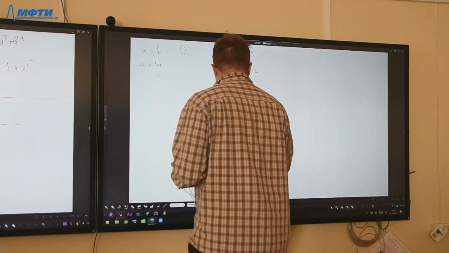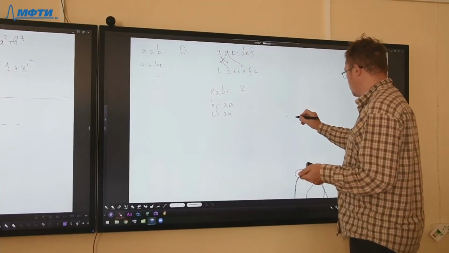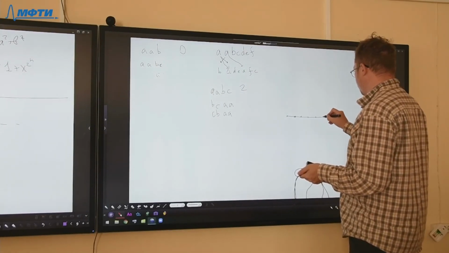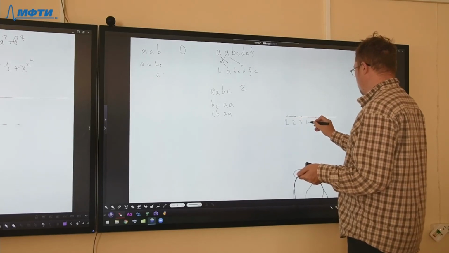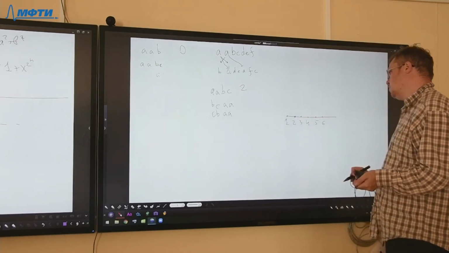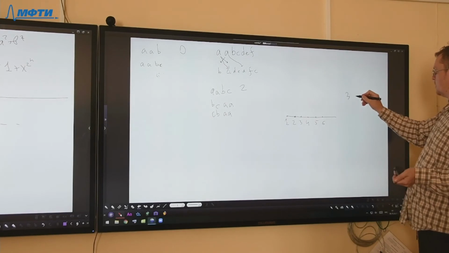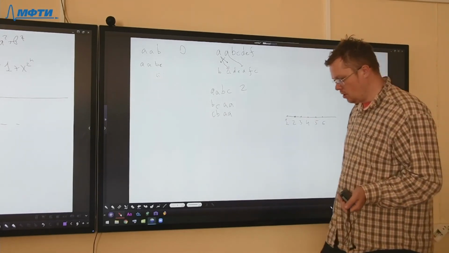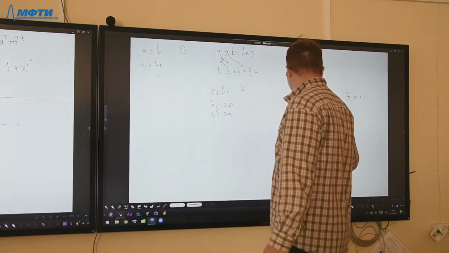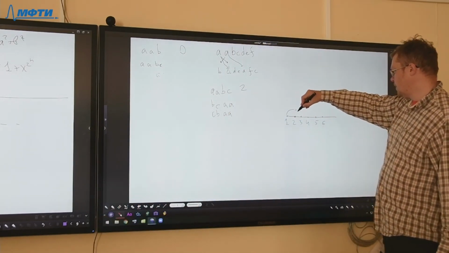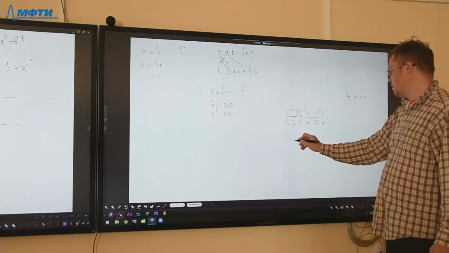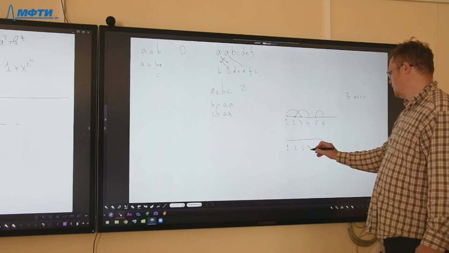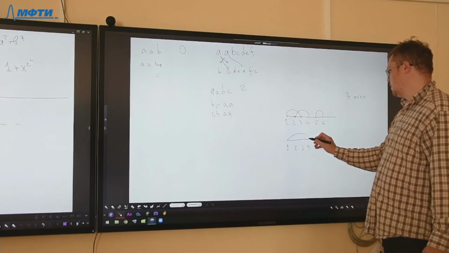So you have 2n endpoints on the line. For example, you have 6 points, and you want to draw 3 arcs such that they have no common point. So, for example, I can draw this one or this one.